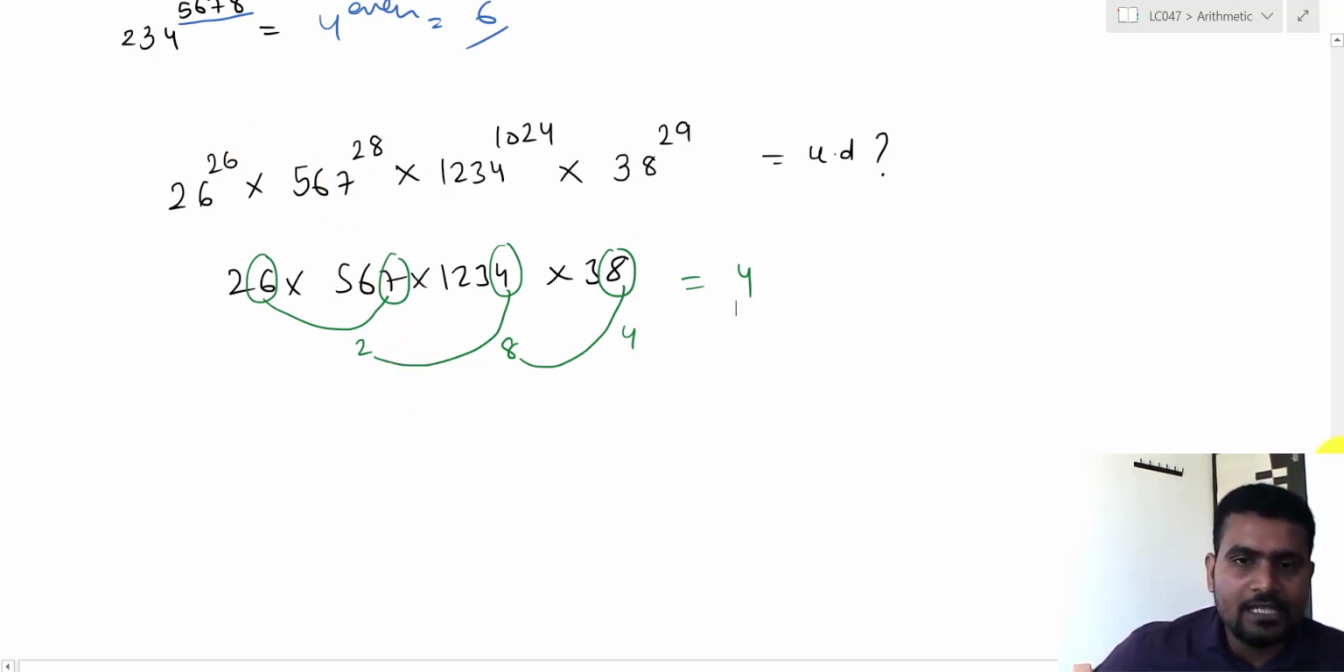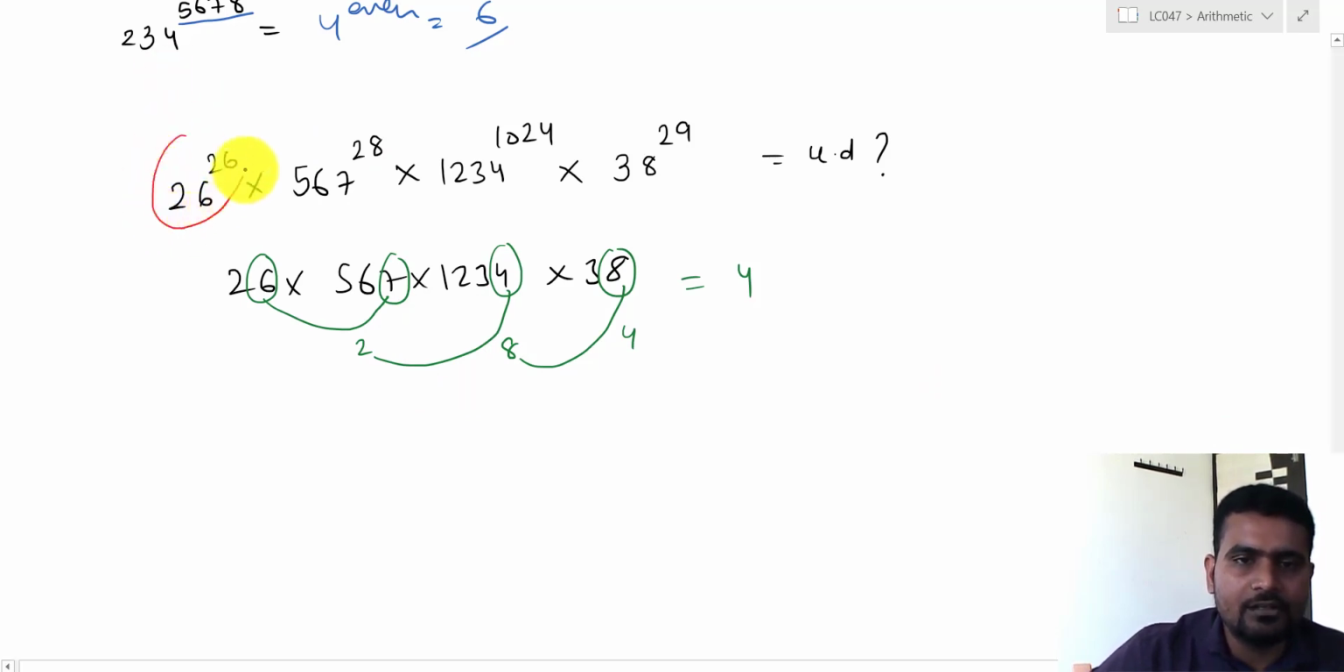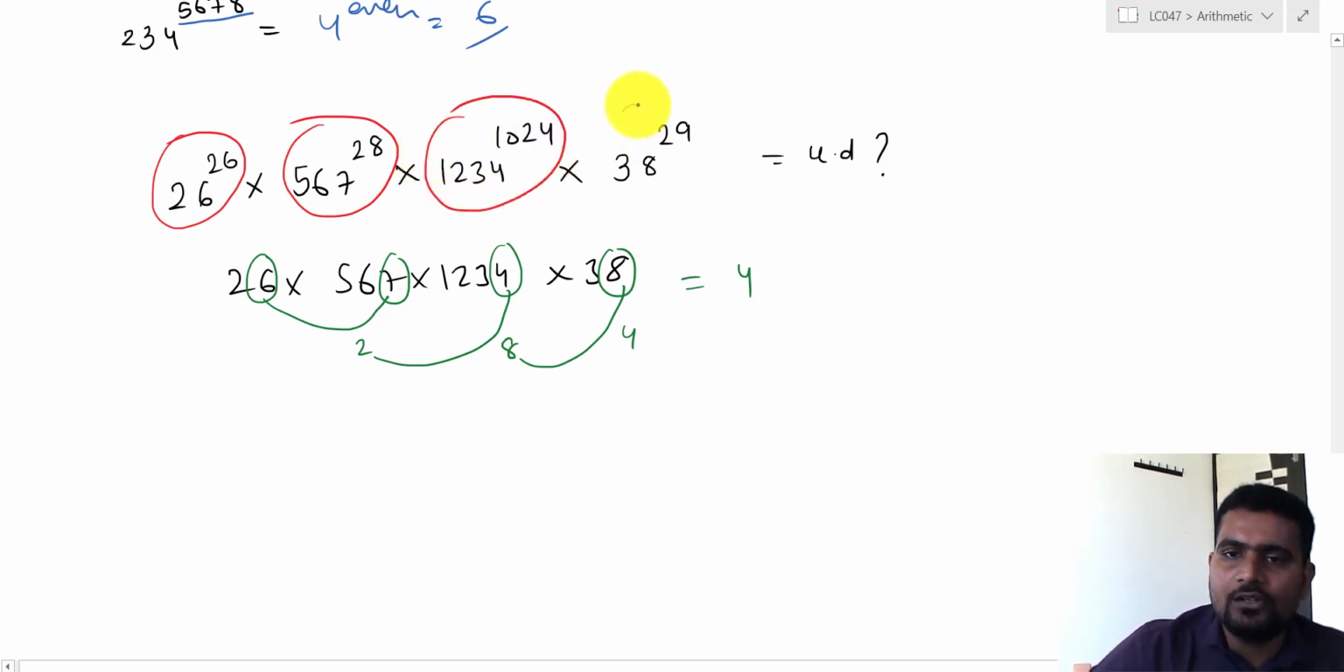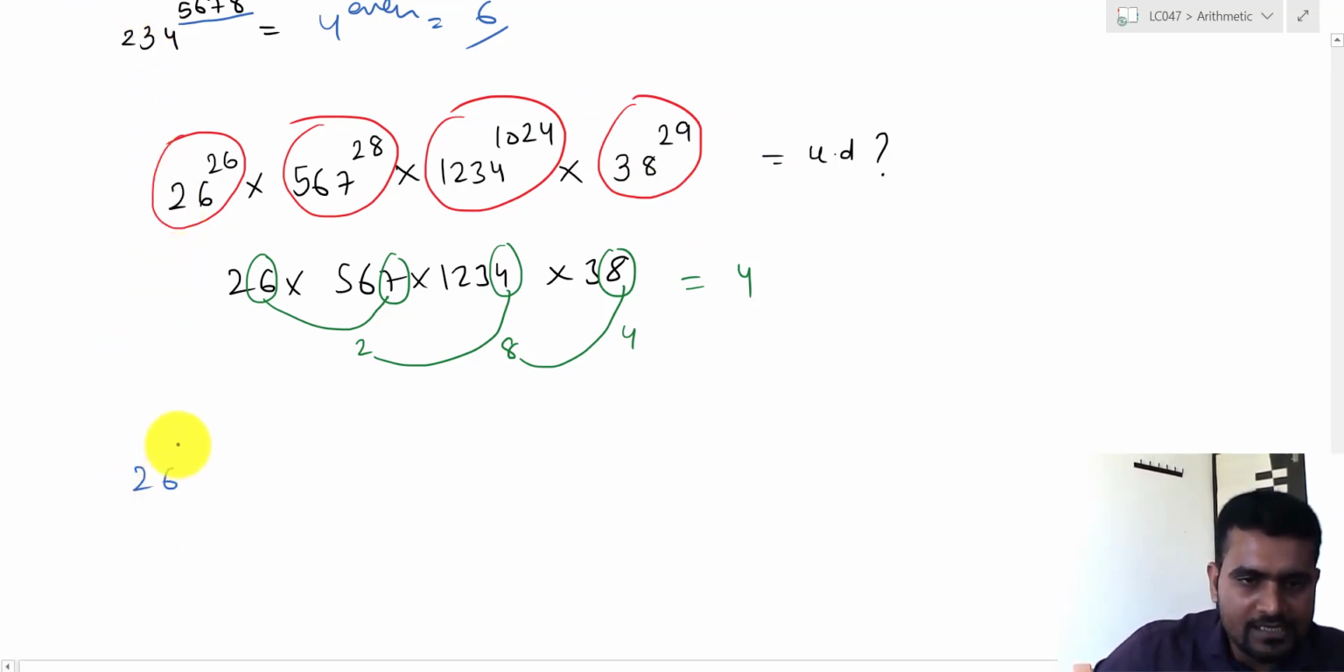So what I'm going to do is find the separate unit digit of this one, this one, this one, and this one, and multiply and get the unit digit of the whole expression. Okay, so let's find first for 26 raised to power 26. 6 raised to power anything is 6, so the unit digit is 6, so I can write 6 here.